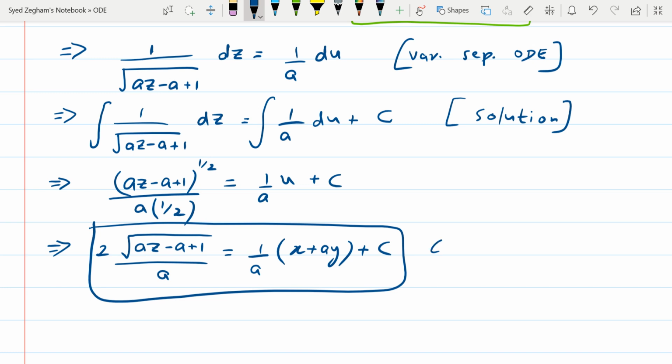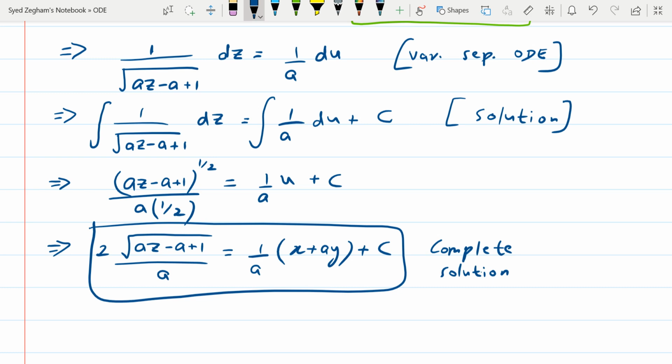Is it a complete solution? Can we say that this is a complete solution? Yes. Why can we say confidently that this is a complete solution? Because it contains only two arbitrary constants, that are a and c.